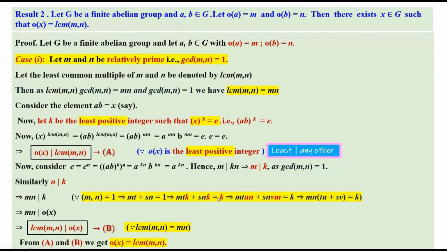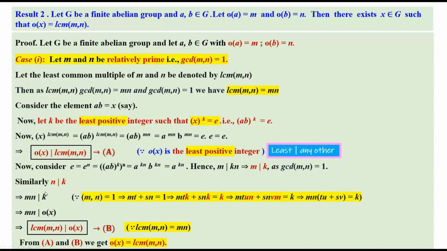So you multiply throughout by k, this is what you get, with k being divisible by m as well as n. Here we make use of the fact that n divides k, so you get some integer times n, and here we make use of the fact that m divides k, so you have that to be an integer times m. So this is equal to k, and you can take mn out, so what remains is only this. From this it's very obvious that mn divides k, but k is nothing but the order of x.